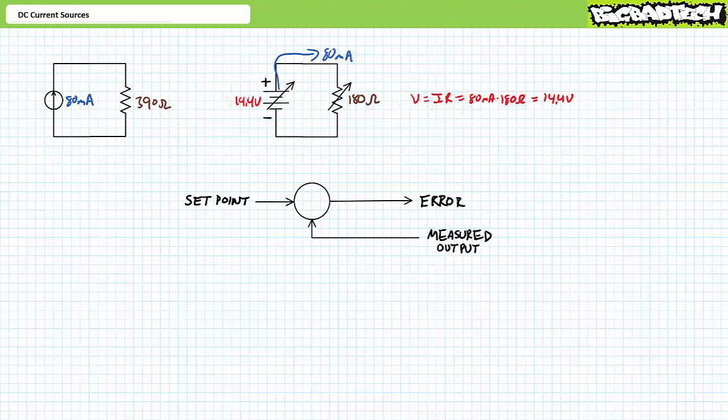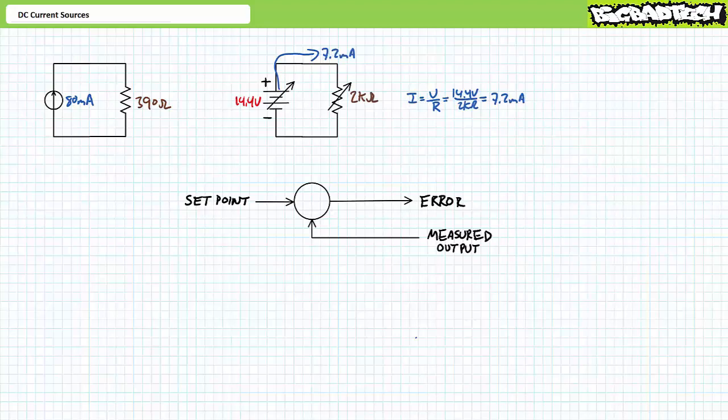Another application of Ohm's law demonstrates that the voltage source needs to drop to 14.4 volts, and the current source will return to supplying 80 milliamperes, where again the error between the actual output and the desired set point is 0. Finally, let's say the load resistor is dramatically increased to 2 kiloohms.